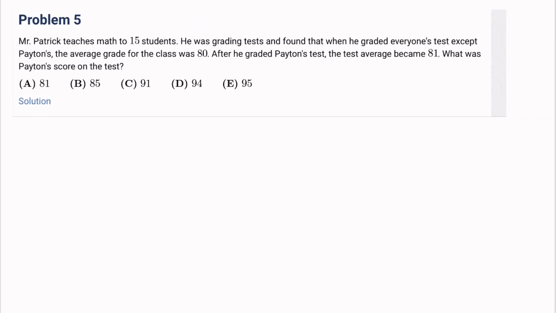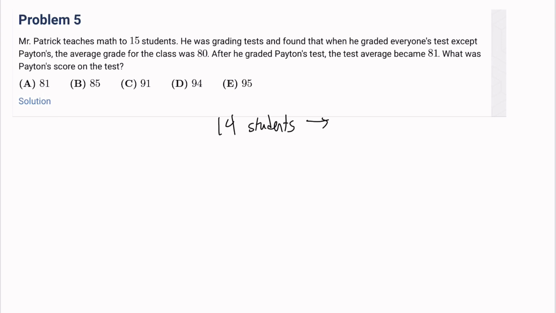Problem number 5. Mr. Patrick teaches math to 15 students. He was grading tests and found that when he graded everyone's tests except Peyton's, the average grade for the class was 80. After he graded Peyton's test, the test average became 81. What was Peyton's score on the test? Okay, so first of all, 80. This is when he graded everyone's test except Peyton's, so that's for 14 students.